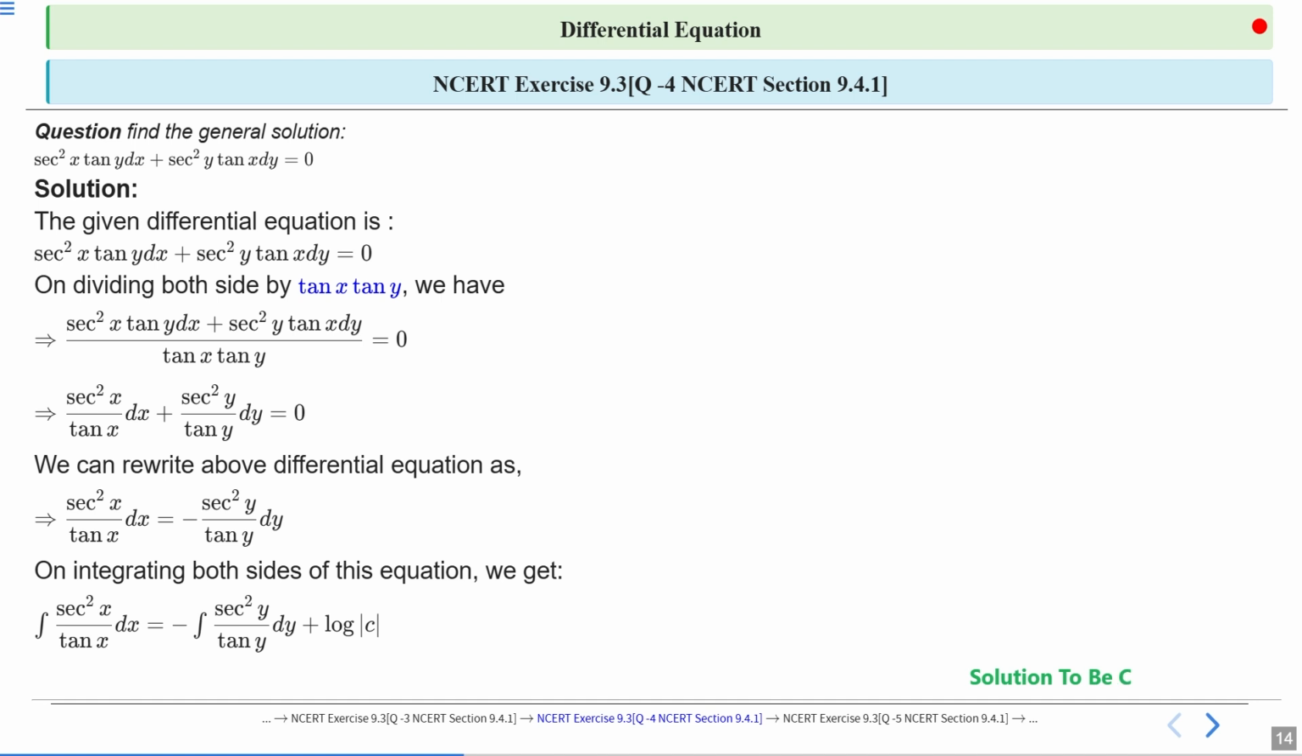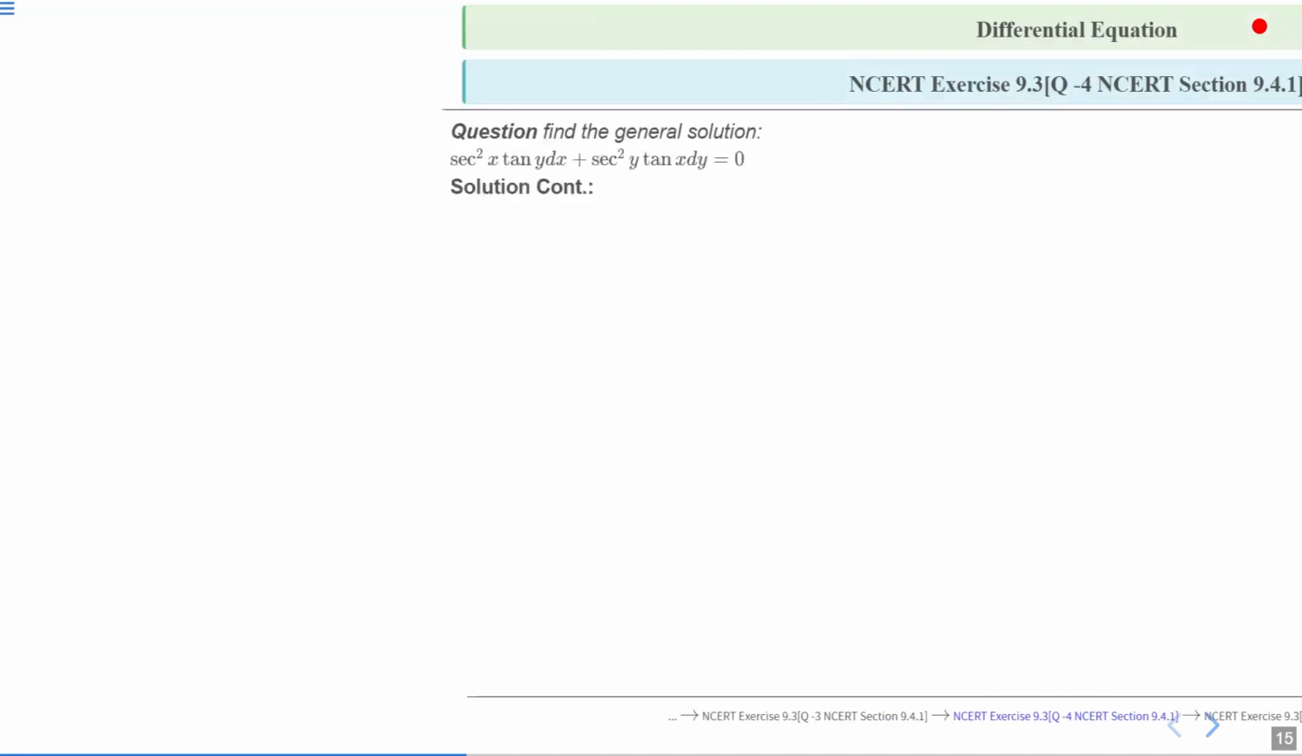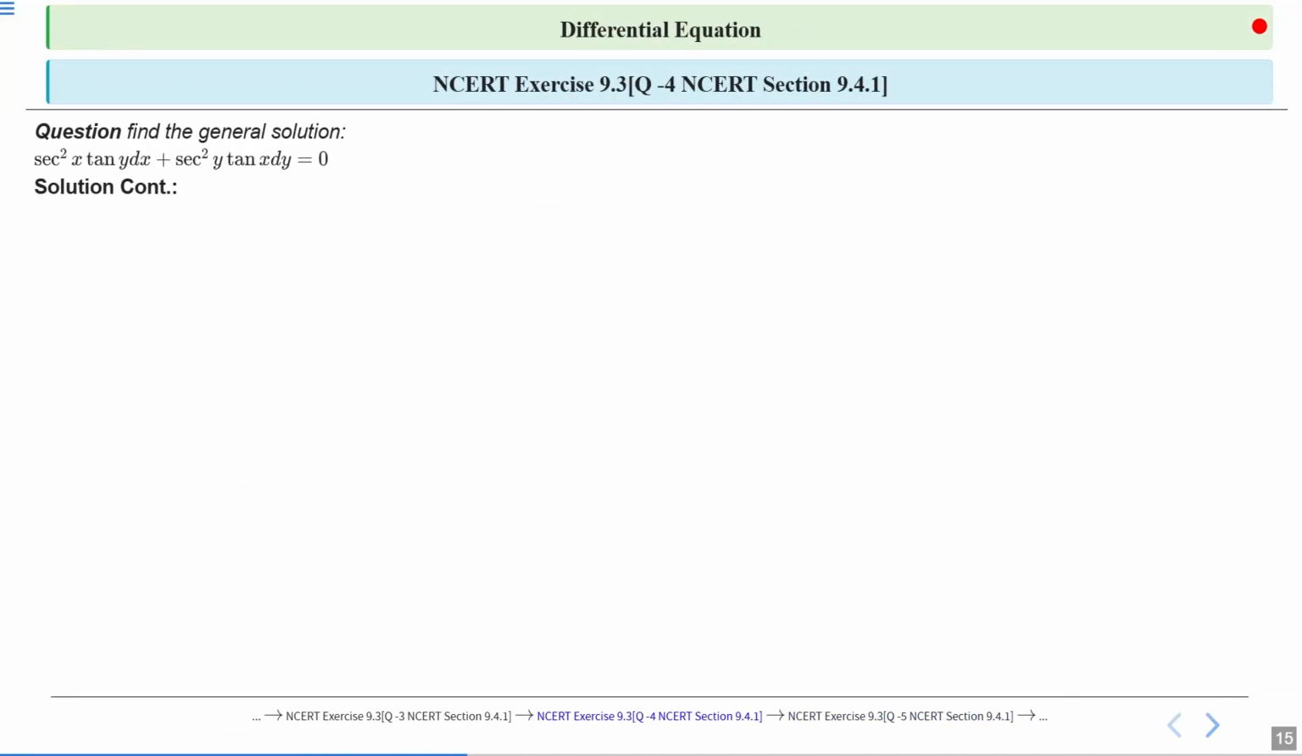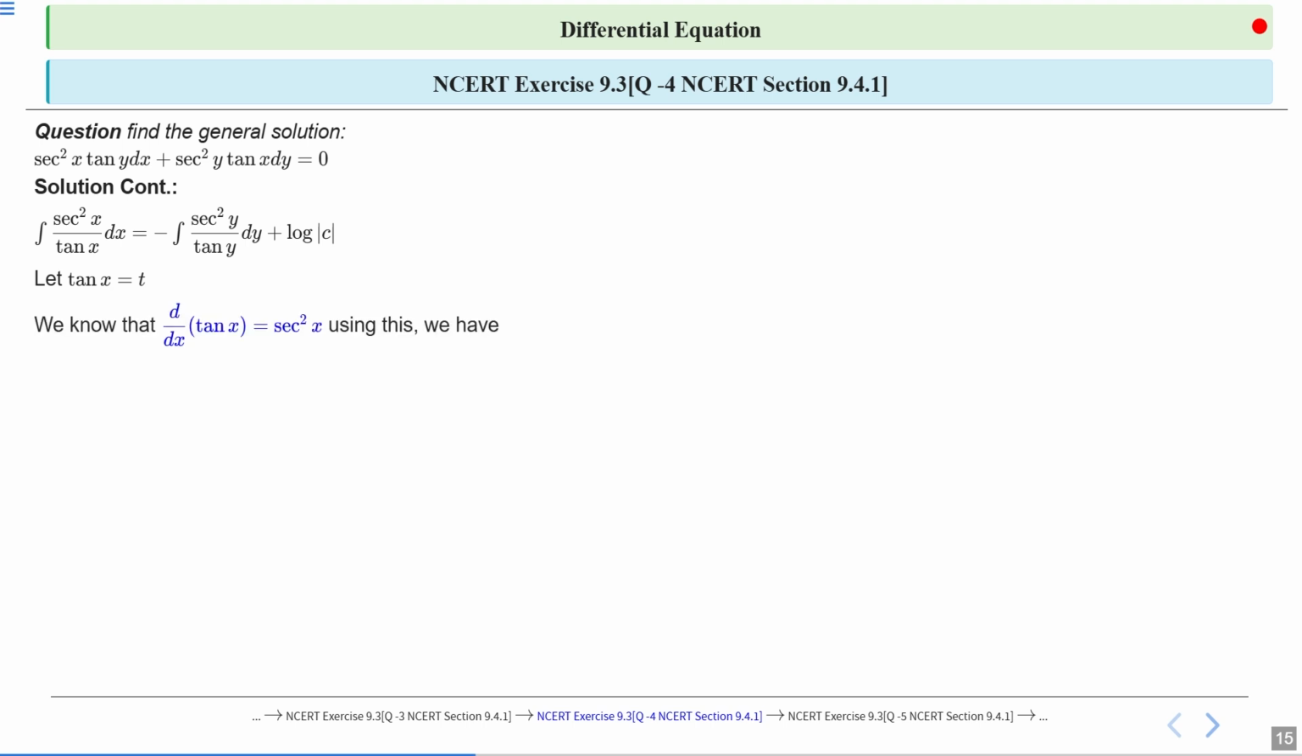To integrate this, we apply the substitution method. For the left hand side, that is the integral of sec square x by tan x dx, we substitute tan x equal to t. Why do we take tan x as a new variable t? Because when we differentiate tan x, we get sec square x, and sec square x is present in the numerator, so we take tan x as a new variable t.